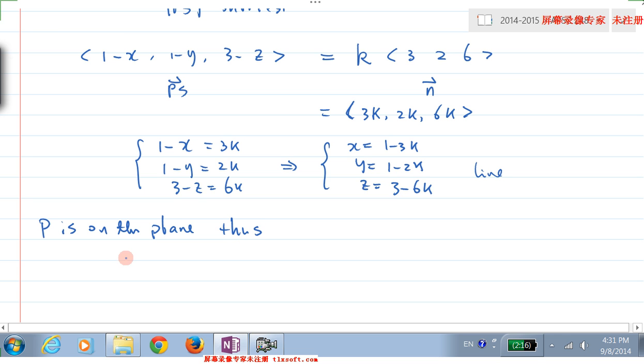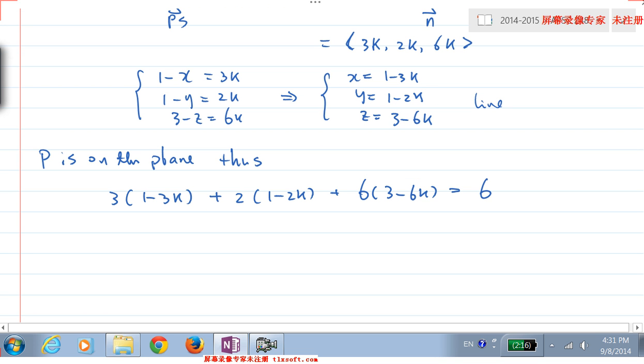The plane equation is 3x, 2y, 6z equal to 6. So substitute these coordinates x, y, z into the plane equation, and you get this. Now this is one equation with one unknown k, so expand it carefully and solve for k.